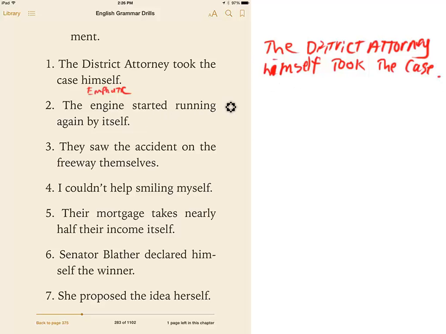The engine started running again by itself. Well, this is functional. How do I know it's functional? Well, I know right away because it has a preposition. It's the object of this preposition. You can't say the engine started running by. It's incomplete. So I would write functional. Okay? So that's what you're going to do.